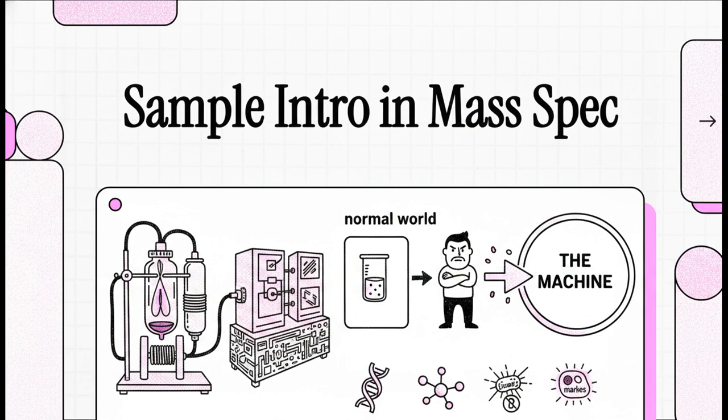Now, the fundamental principles of weighing molecules have been around since the 1890s, right? But before we can do any of the cool stuff like sequence proteins or identify disease markers, we hit a massive physical roadblock. How do we actually take a physical sample from our everyday world and get it inside the machine? Let's figure out how we get past the bouncer.